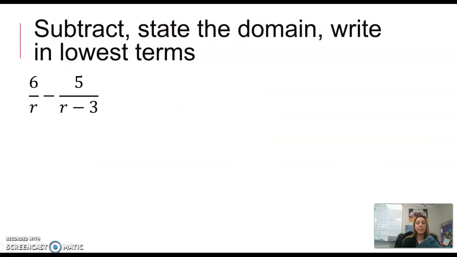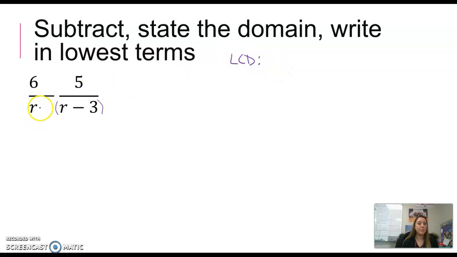Okay, so this is our first example. The first thing we need to do is factor the denominator. Well, I'm looking at this, and it looks to me like r can't be factored. And then we have to remember that when we're looking at rationals, those can't be separated. So r minus 3 is fully factored, so we're going to find our lowest common denominator.